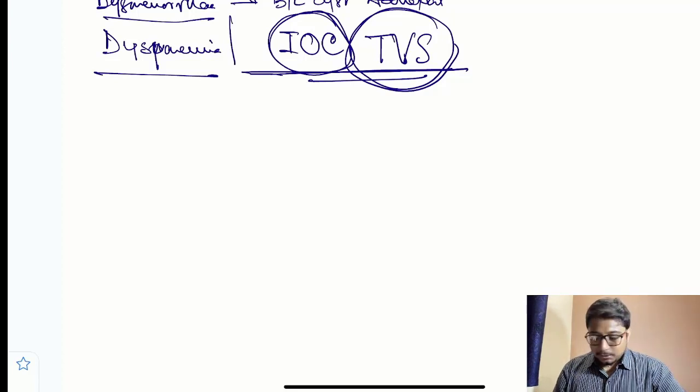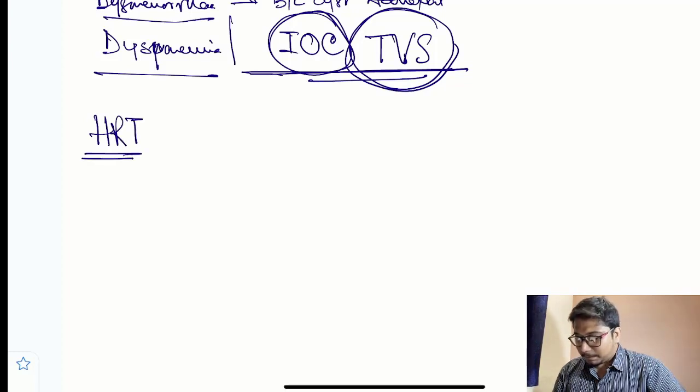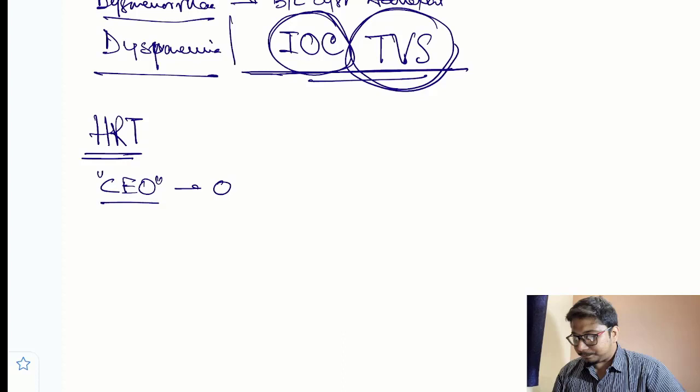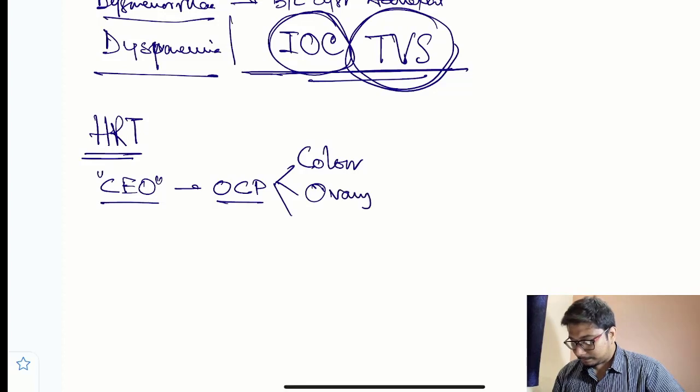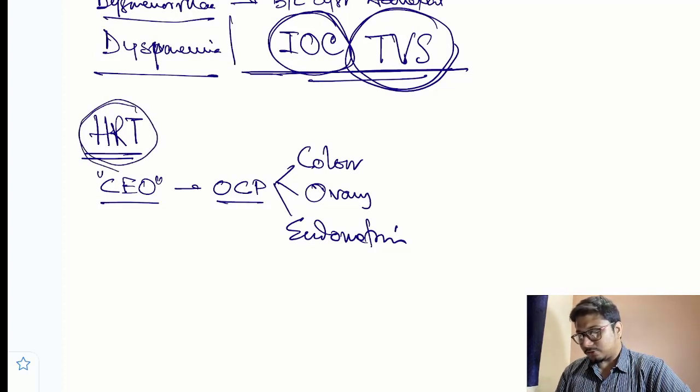So be careful about what comes recent or what are the common typing mistakes in your popular notes or books. Next, there is a question on hormone replacement therapy. Before that, you just know the CEO, right? CEO is the cancers that are prevented by OCP. So what is CEO? Colon, ovary, and endometrium. That is because these are low concentration estrogen and progesterone working there. On the other hand, HRT is actually high concentration estrogen and progesterone.